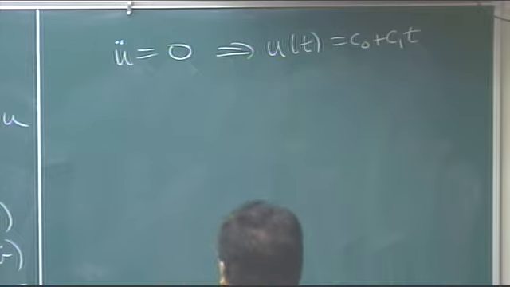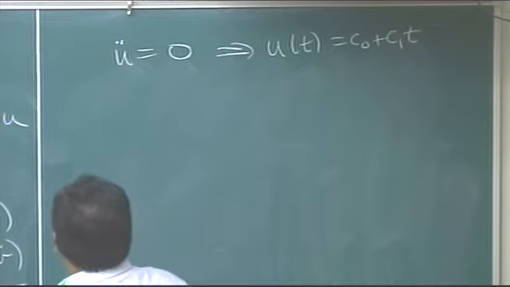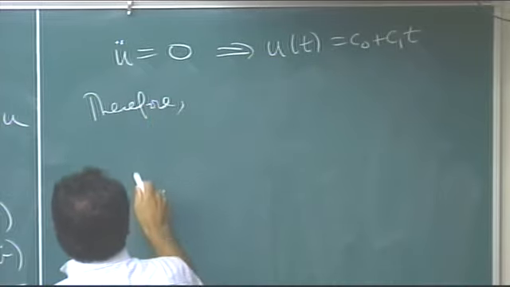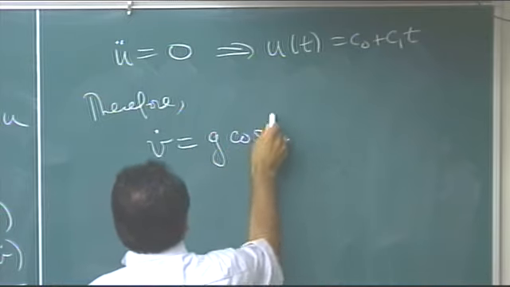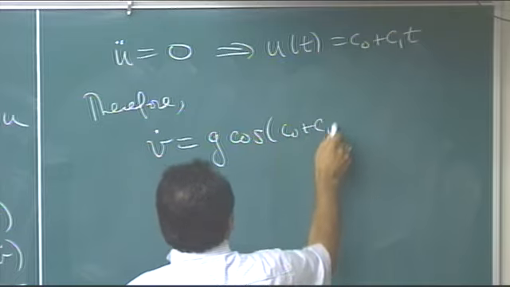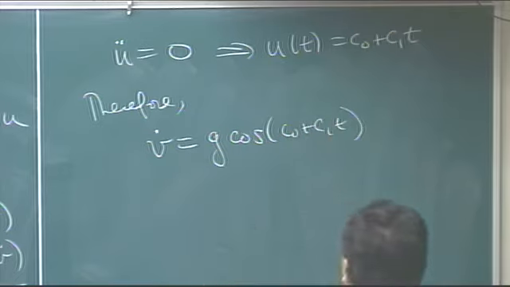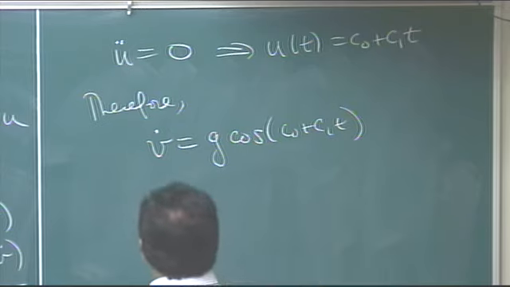So here's my approach. I know that this is the control, right? It's a linear function. So therefore, I can write the following. I've got v dot is equal to g cosine of c0 plus c1 t. Now, how nice is that? That's about as nice as you get. g is a constant, so I can just integrate this equation, right? So what do I get when I integrate this?